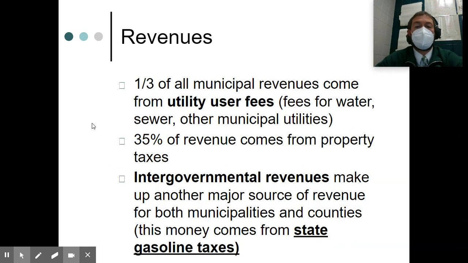Revenues: a third of all municipal revenues come from utility user fees, which is what the citizens pay in order to use the water, the sewer, the trash. 35% of revenue comes from property taxes, and then intergovernmental revenues make up another major source of revenue for both municipalities and counties. This money usually comes from the state gas tax. And that's it.